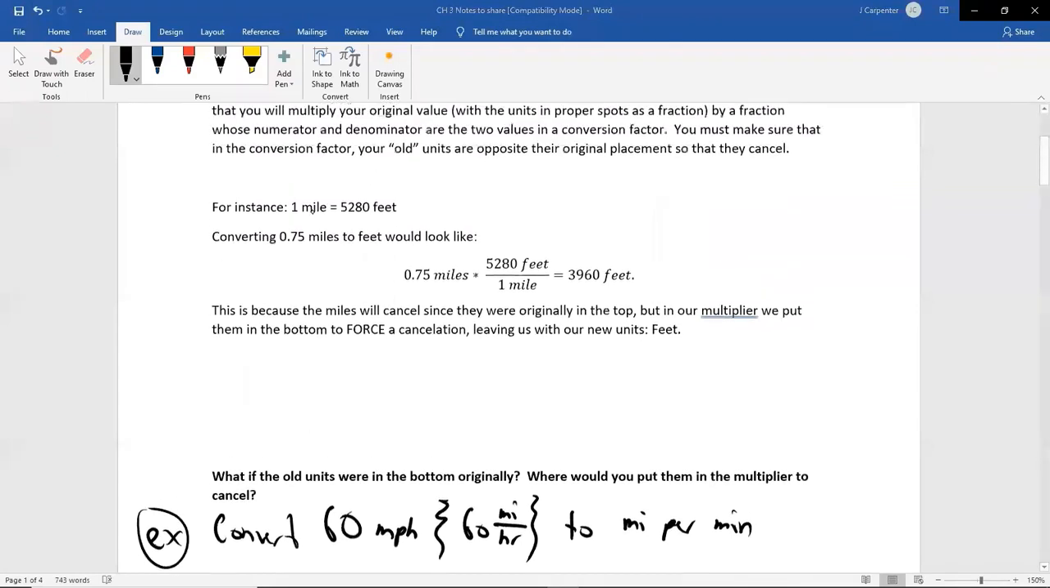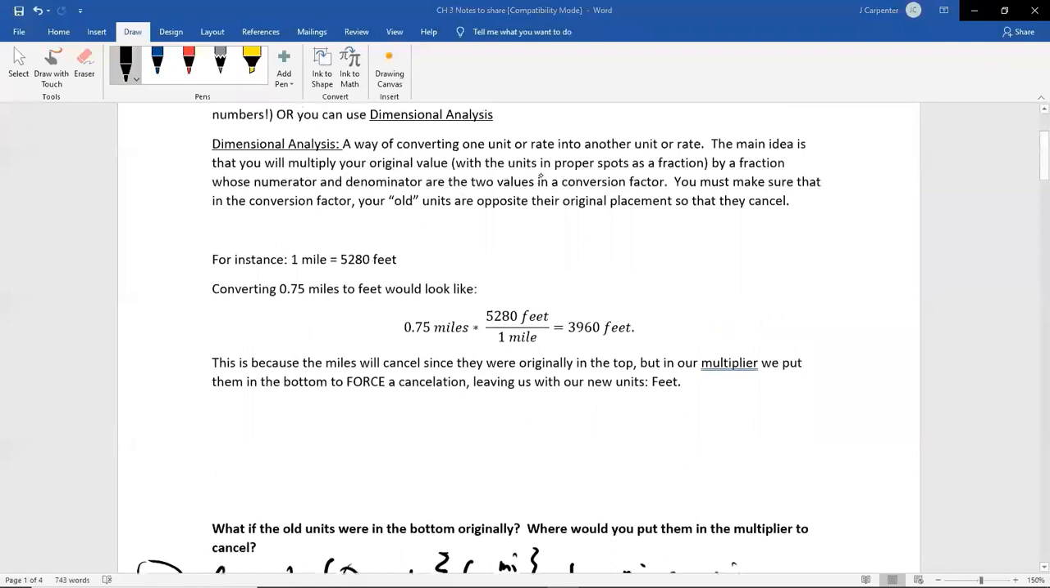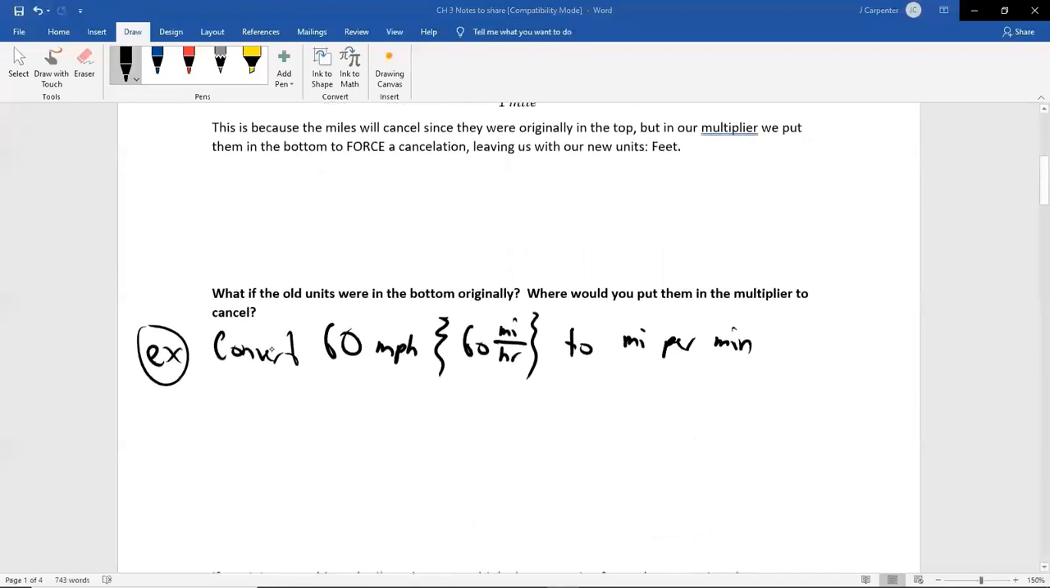All right, so what's the idea behind this? First, we're going to write the original number with its units. So we're going to first write the 60 miles per hour with their units. Now we got to write it this way. We're not going to write it as MPH. We got to write the miles on top and the hours on the bottom. Now, if you wanted to do it like this, that's fine as well, because the 60 goes in the top. There we go, miles, hours.